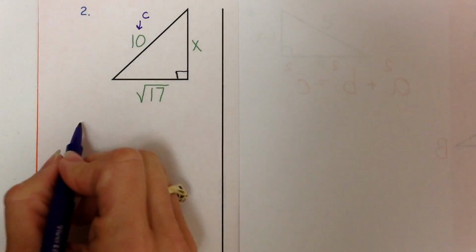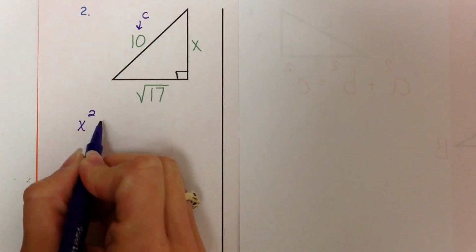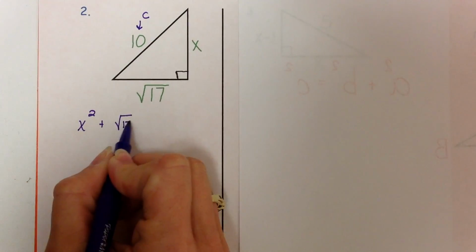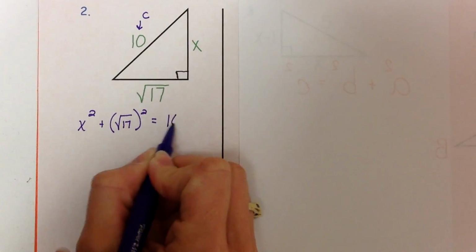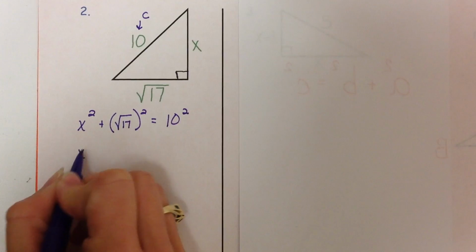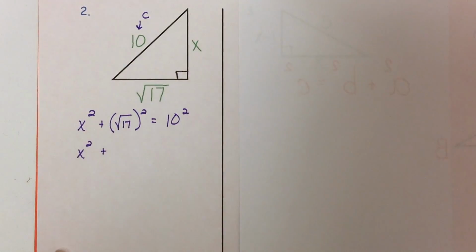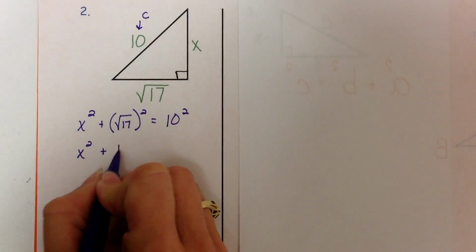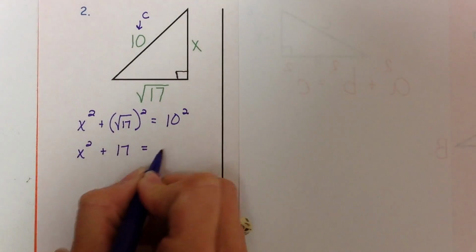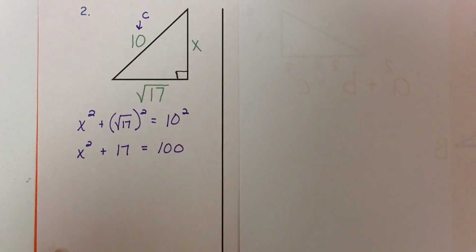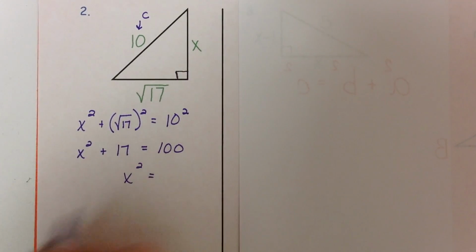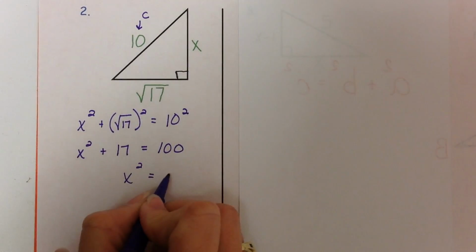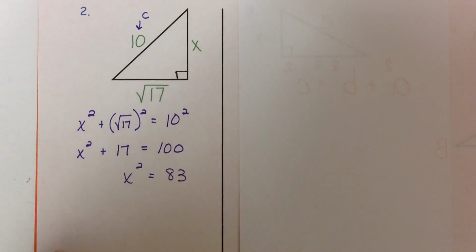Okay, so I'm going to set this up then as x squared plus square root 17 squared is equal to 10 squared. Okay, so when I square the square root of 17, I get 17, and I square 10, I get 100, and then I would need to subtract 17, so 100 minus the 17 would give me 83. And then I take square root of both sides.